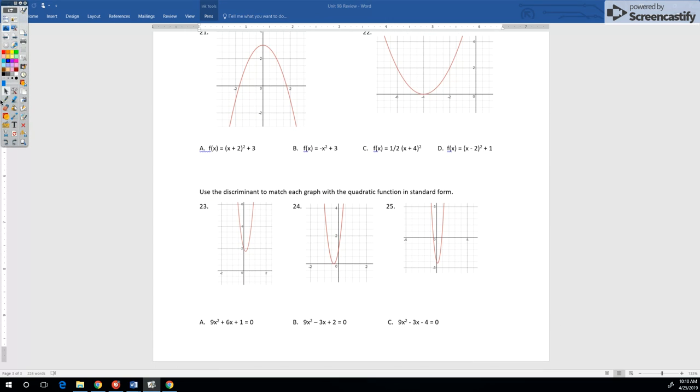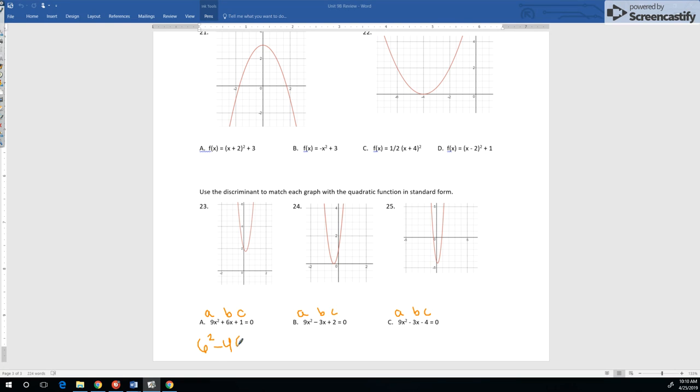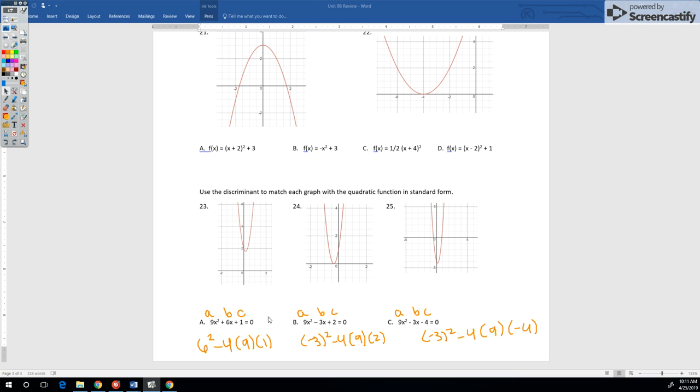Last section, use the discriminant. Discriminant is b squared minus 4ac. A, B, C. So if I calculate b squared minus 4ac, I want to see which one of these is positive, which one's negative, and which one's 0, because that's going to tell me which graph I have.